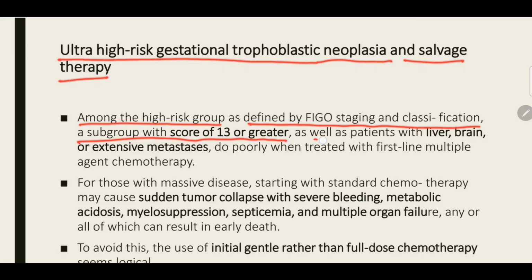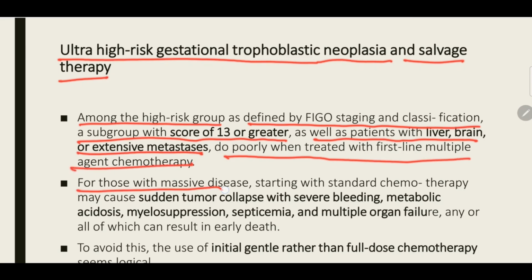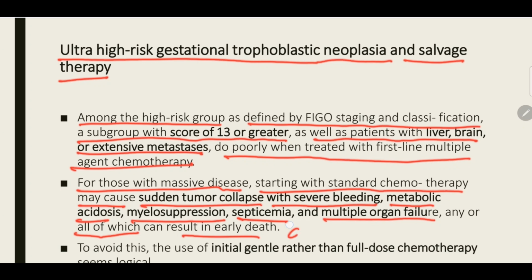Among the high risk group, as defined by the FIGO staging and classification, a subgroup of score of 13 or greater, as well as patients with liver, brain or extensive metastasis, do poorly when treated with first-line multiple agent chemotherapy. For those with massive disease, starting with standard chemotherapy may cause sudden tumor collapse with severe bleeding, metabolic acidosis, myelosuppression, septicemia and multi-organ failure, any or all of which can result in early death.